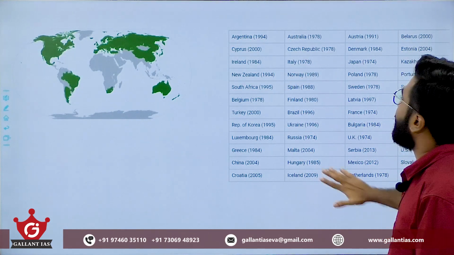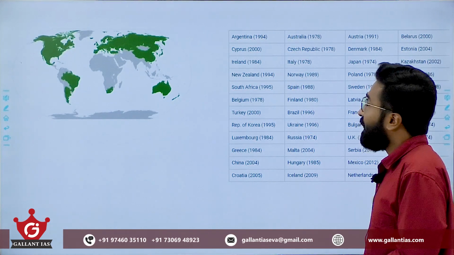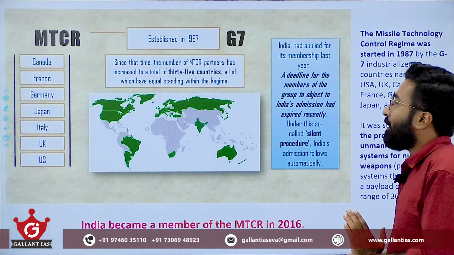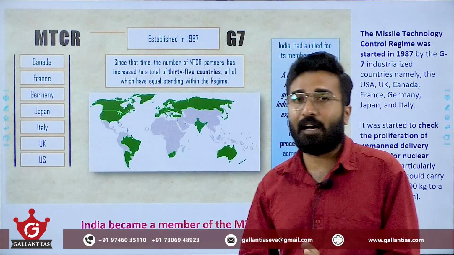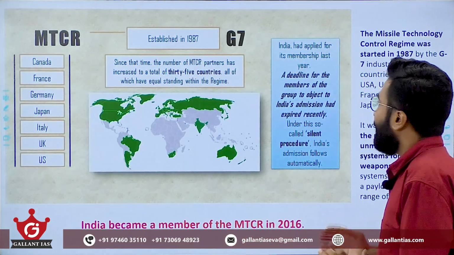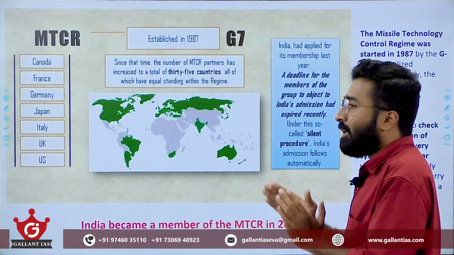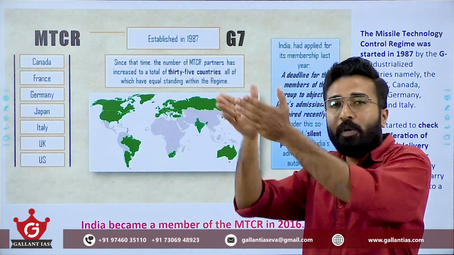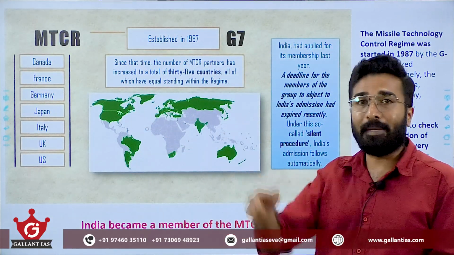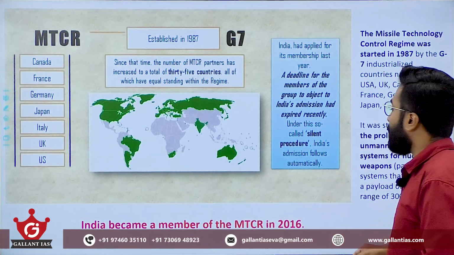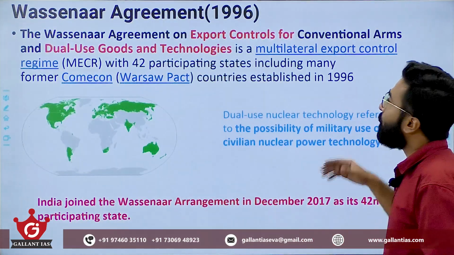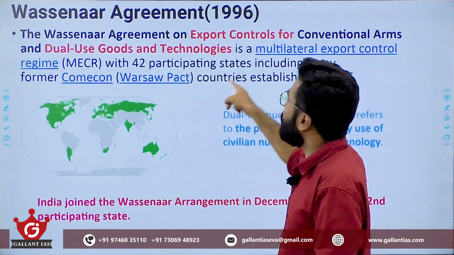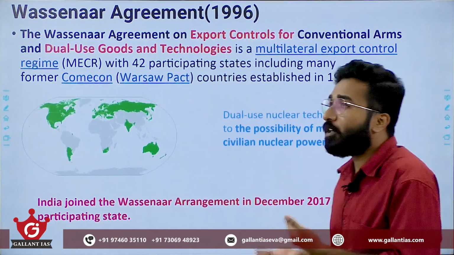This is about the current membership of NSG. India is not yet a member. Now, another nuclear proliferation prevention agreement is the MTCR, Missile Technology Control Regime. In that, we prevent the carrying of nuclear fuel or nuclear weapons to another country through a missile. India became a member of the MTCR in 2016. Now, about the Wassenaar Agreement. It is about preventing the use of dual-use goods and technologies. So, what is a dual-use good?